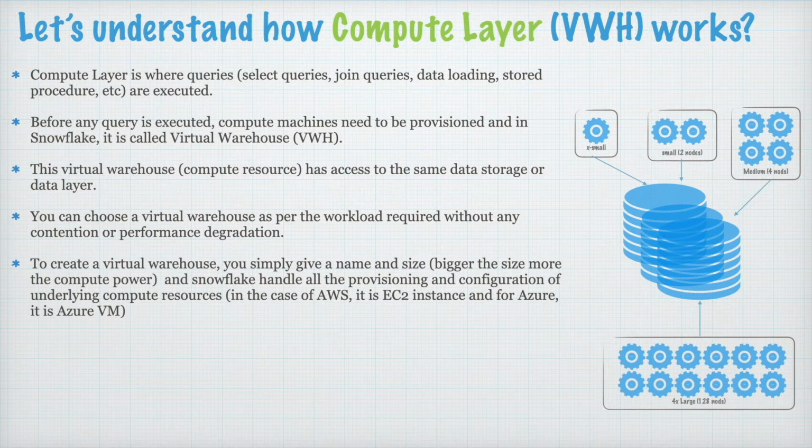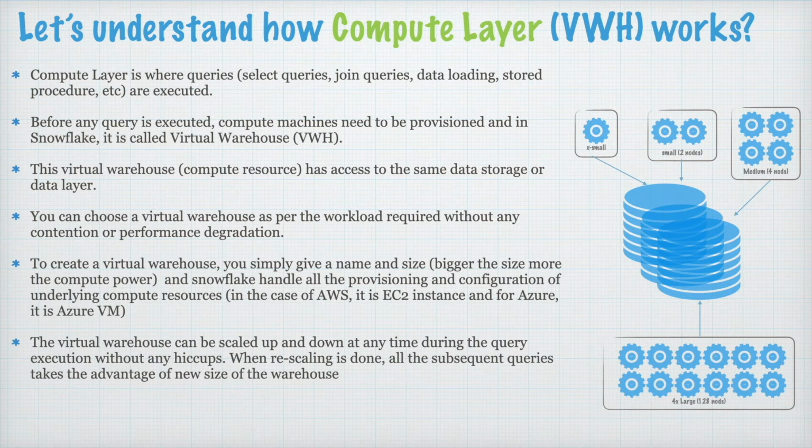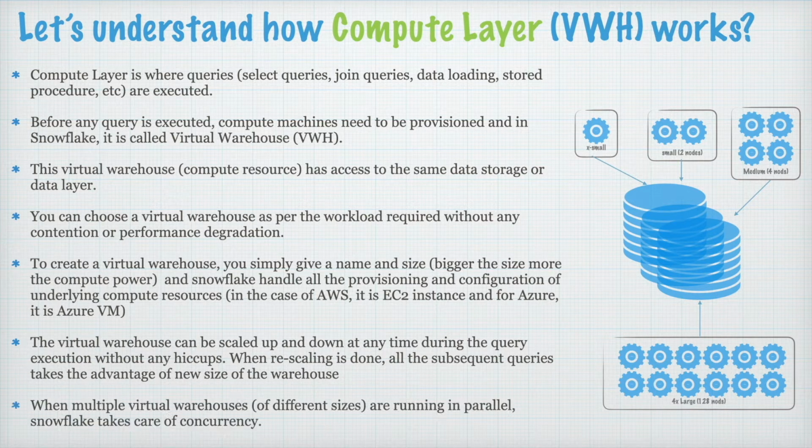The virtual warehouse can be scaled up and scaled down at any time during query execution without any hiccup. When rescaling is done, all the subsequent queries take advantage of the new size of the virtual warehouse. This is one of the biggest challenges in any other platform like Spark and Hadoop. When multiple virtual warehouses of different sizes are running in parallel, the Snowflake cloud layer takes care of the concurrency.